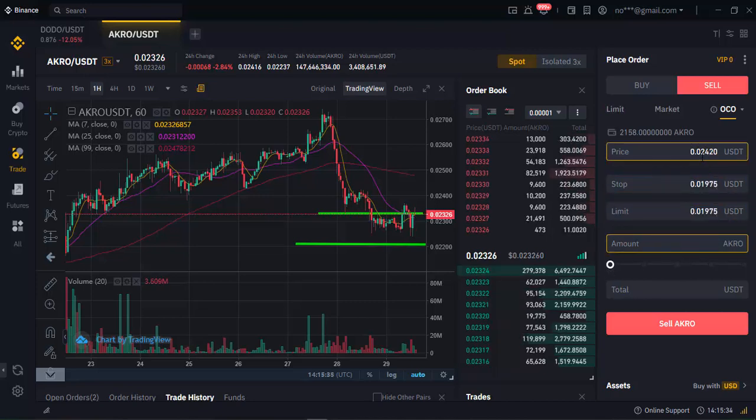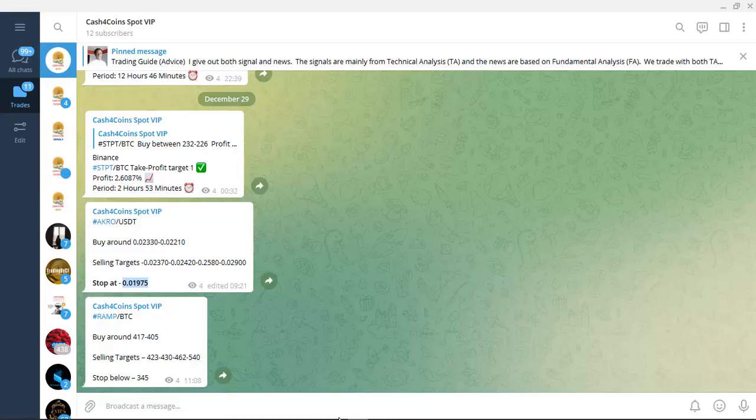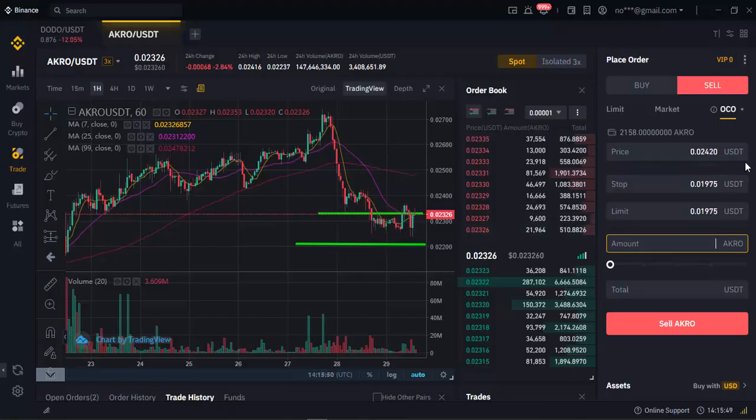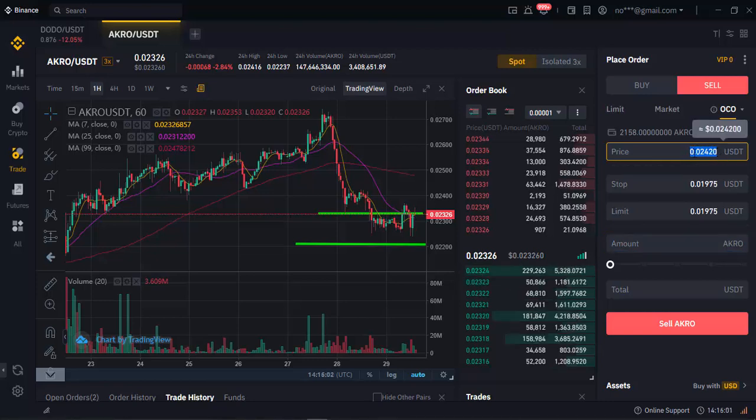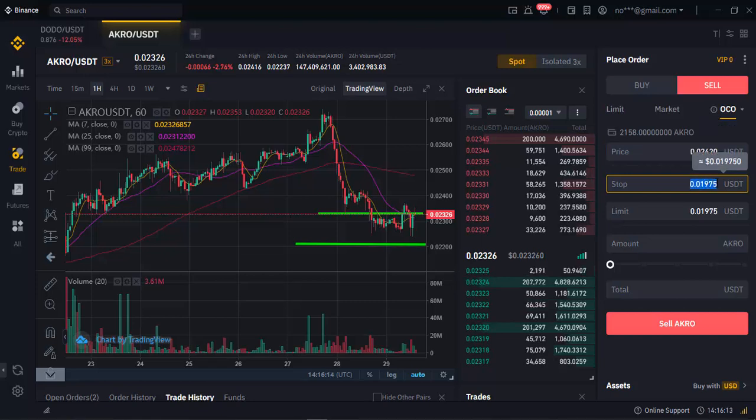We are targeting this, which is actually the second target. Like I said, we are targeting the second target to have our profit, and also this one is going to be our stop loss. Now let me explain this. When the market goes higher to this price, 0.02420, we are going to sell at this price. But if the market goes below, like if the market starts to dump and reaches 0.01975, then we are going to sell it at this price.